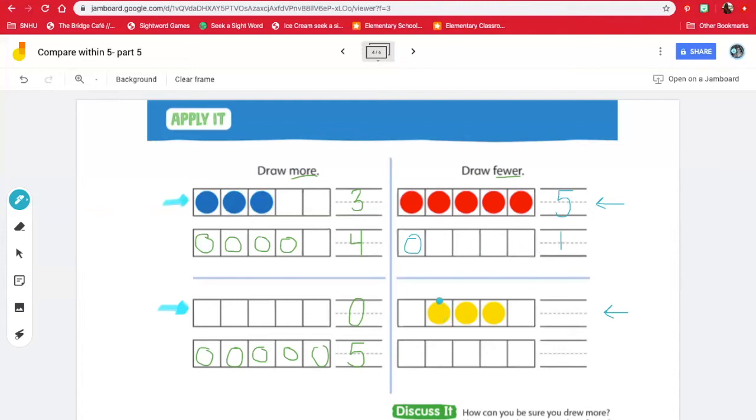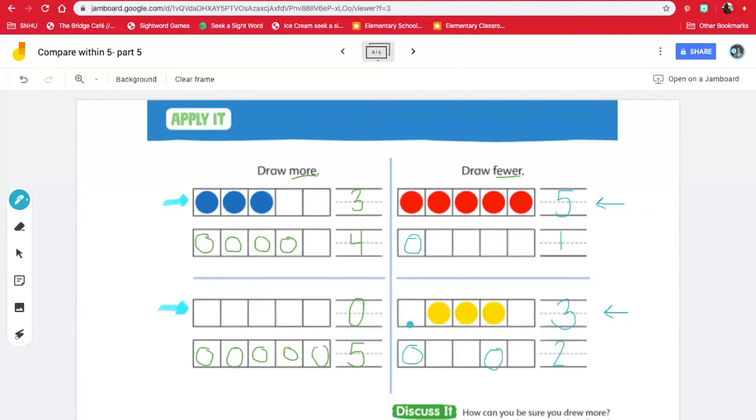Let's look at this one. I see 1, 2, 3 yellow circles. Let's draw a number that's fewer. Notice how I didn't start at the beginning and fill another one right next to it. I was silly just like this one and filled it in wherever I wanted on the 5 frame. But it still shows the amount that I wanted to. So I see 1 circle and 2 circles, and 2 is less than 3.